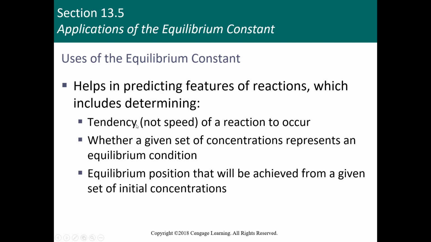occur. So whether a given set of concentrations will represent an equilibrium condition, what you can do is, if you don't know if your reaction's at equilibrium, you can figure out the concentrations and see if that gives you your equilibrium constant. If it's at equilibrium, it has to give you the equilibrium constant. Another use is the equilibrium position that will be achieved from a given set of initial concentrations.